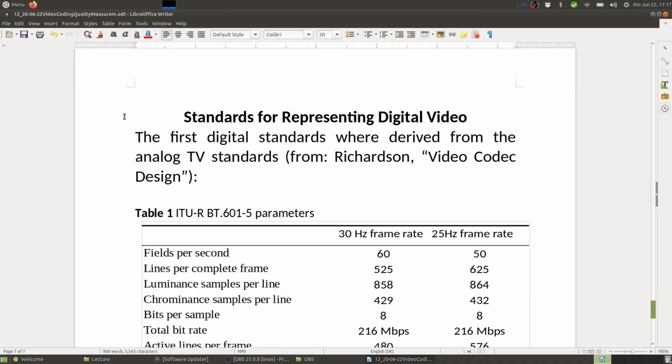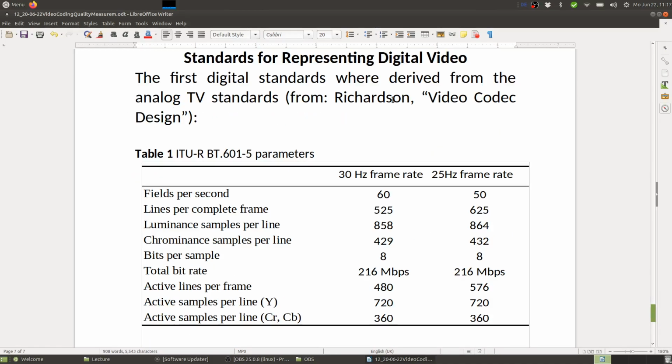Okay, and finally, standards for representing digital video. So here are a few standards. The first digital standards were derived from the analog TV standards. And this is again from this book, Richardson Video Codec Design. So you can see some ITU standards, and you can see we have two different types.